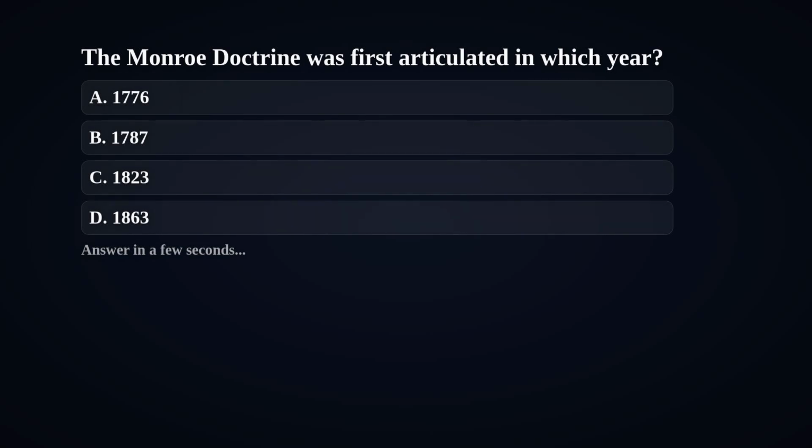Question 7. The Monroe Doctrine was first articulated in which year? A. 1776. B. 1787. C. 1823. D. 1863.